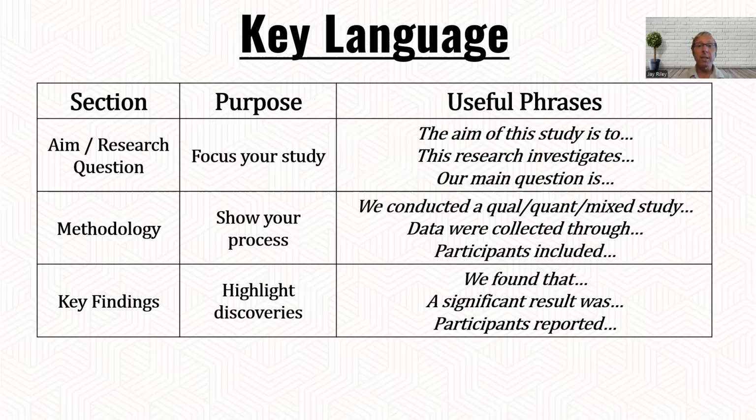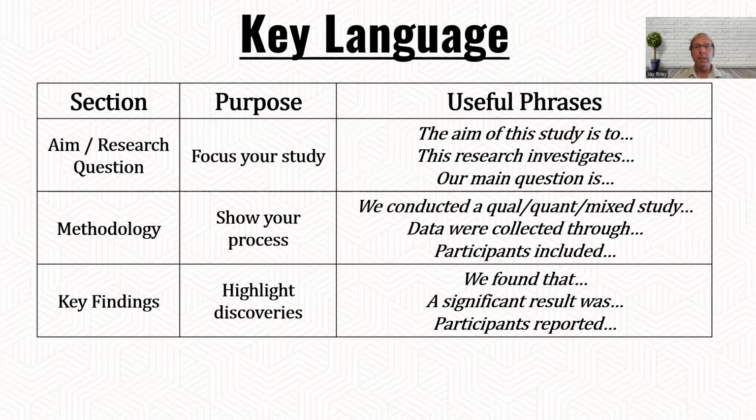Our second main point is going to be our methods section, and we want to talk about the research paradigm that we've selected. We could say something like, we conducted a qualitative study, a quantitative study, a mixed methods study. Data were collected through surveys and semi-structured interviews.